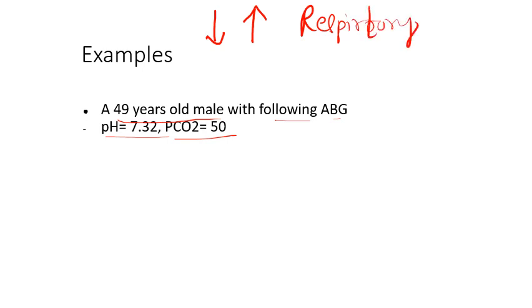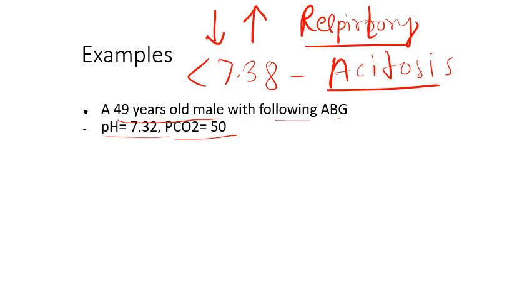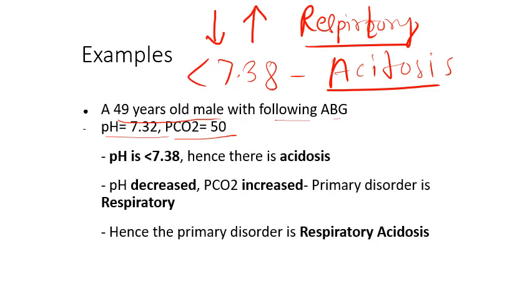Then you can easily say that pH is less than 7.38, which tells you that it's an acidosis. So the primary disorder becomes respiratory acidosis, which is what I have written in this explanation.